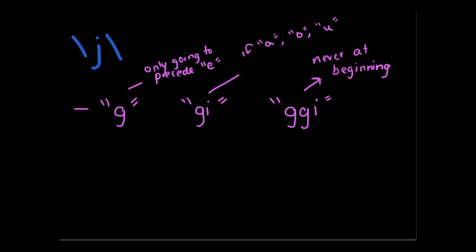Some examples are gelato. See, there's an E, so we can use the G for sure. An example with GI is jocoso. See, now here you couldn't use the G because that would make it gokoso. So we have to use GI, and there's an O there. And again, you're never going to have GGI at the beginning of Italian words, actually any word. So these are the rules for the beginning.